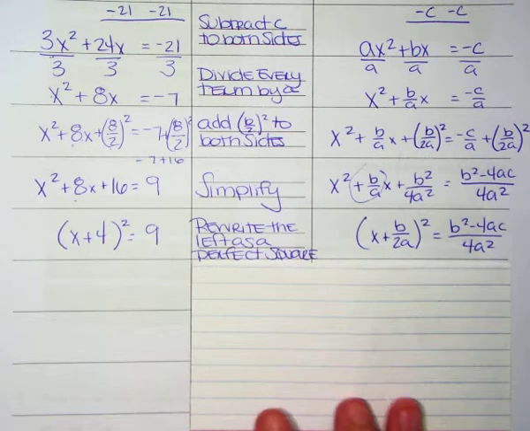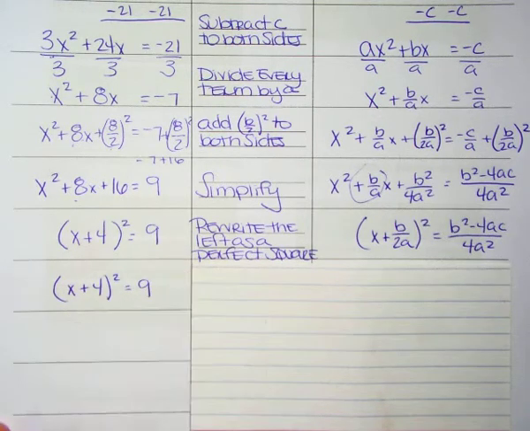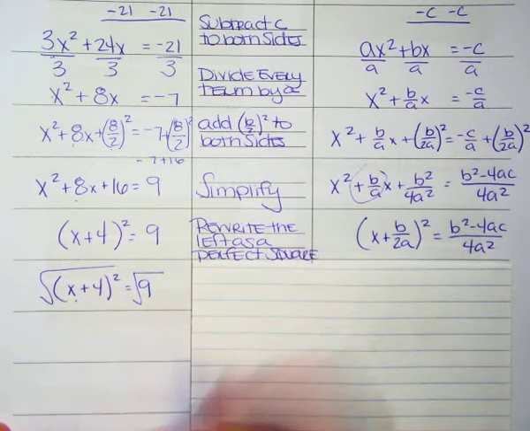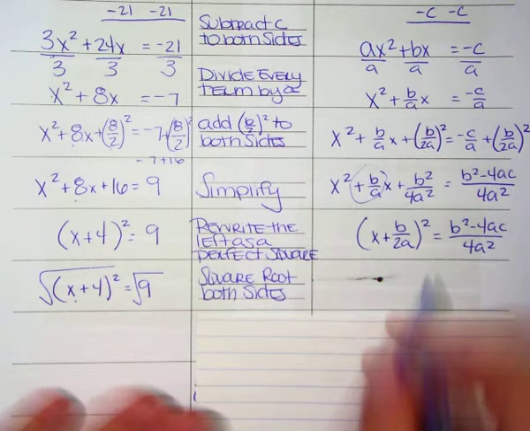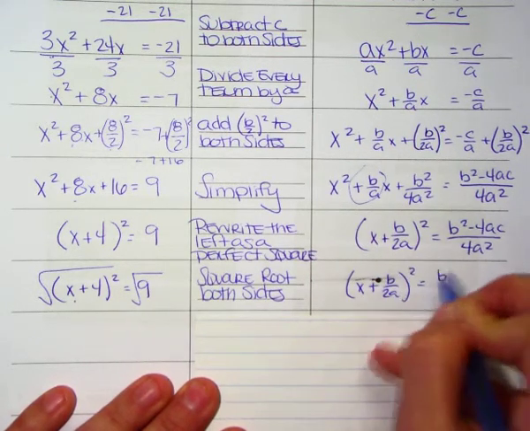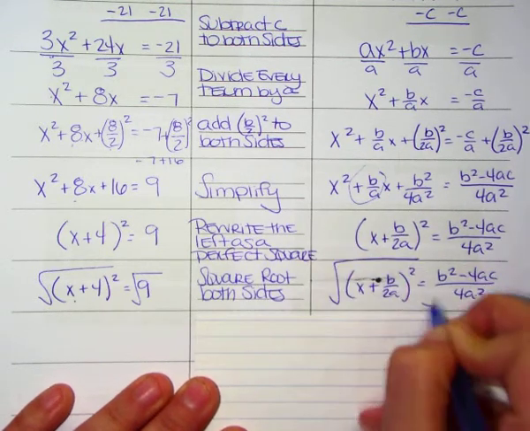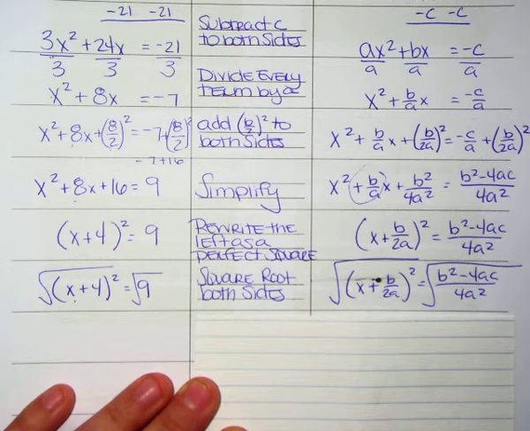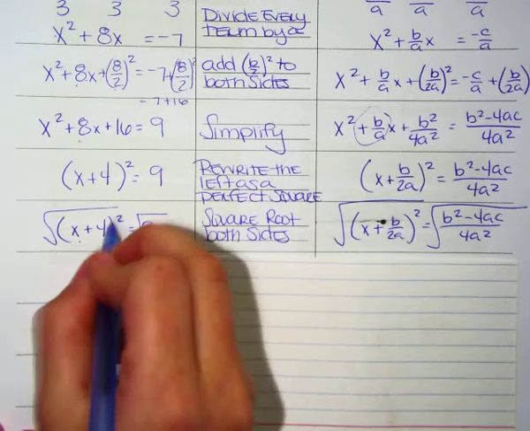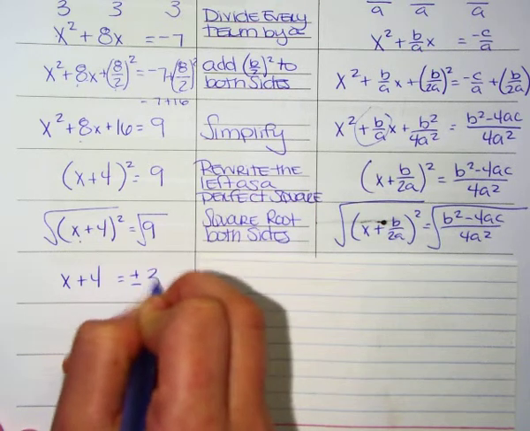The next thing that we want to do is take this perfect square and square root both sides, because we're trying to isolate x, right? So we're going to square root both sides. First, rewrite the whole thing. And we're going to square root both sides. Next, we want to simplify. So since this cancels out, we're left with x plus 4 is equal to plus or minus the square root of 9, which is 3.